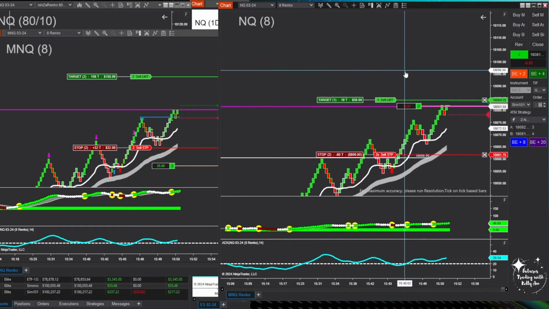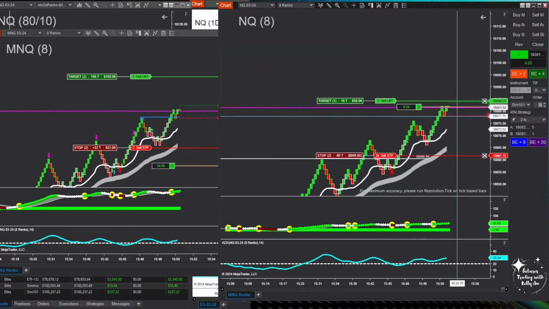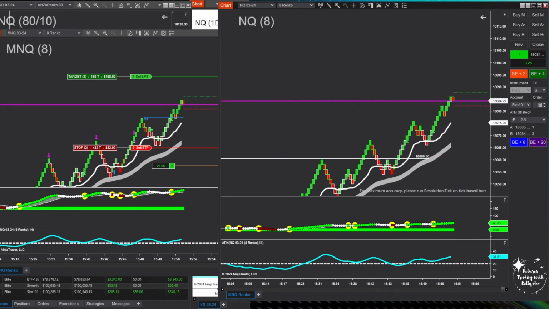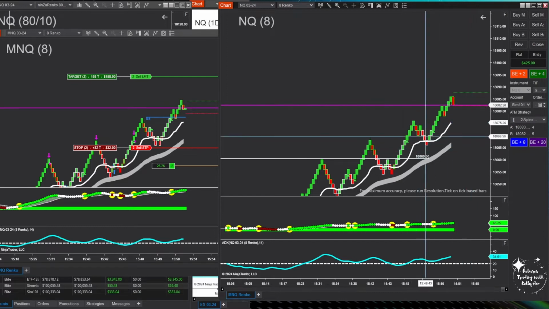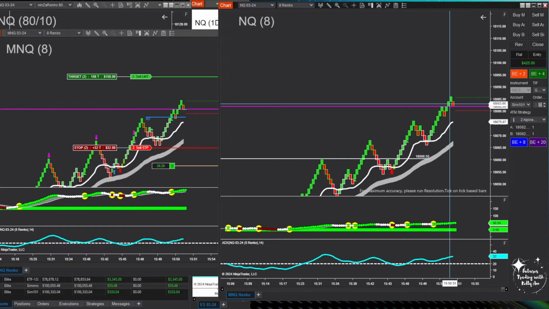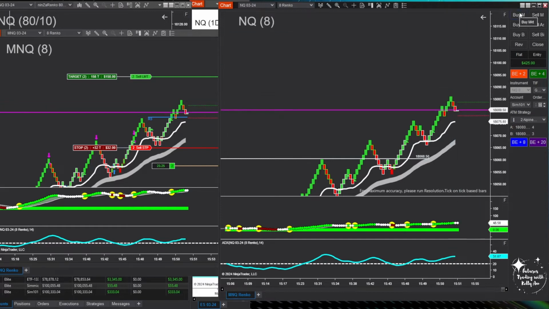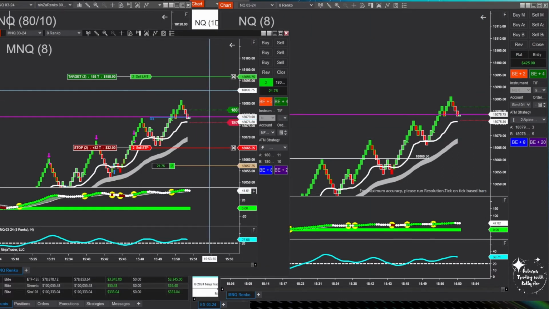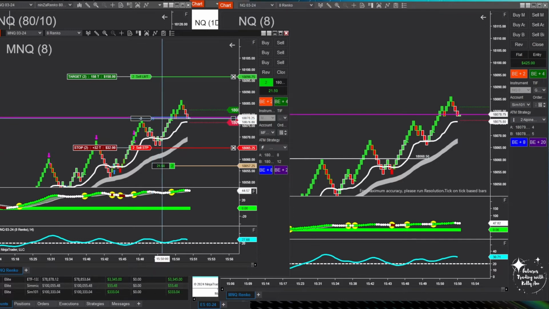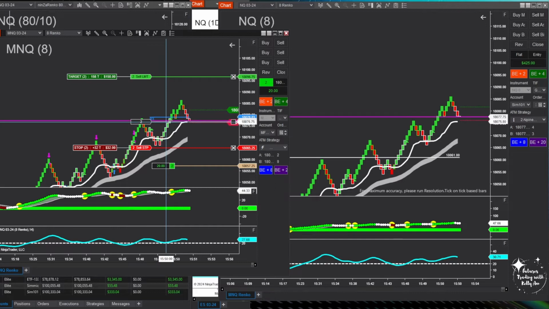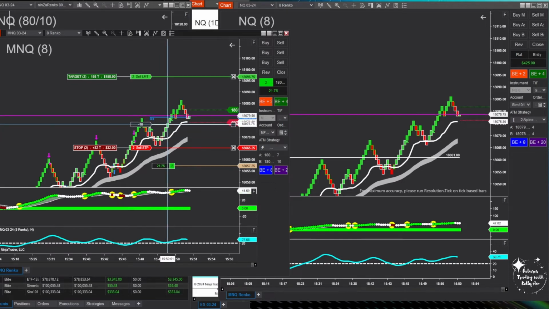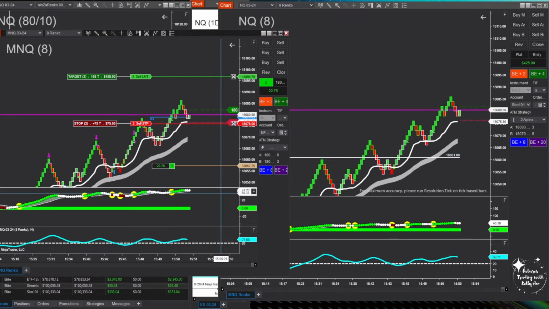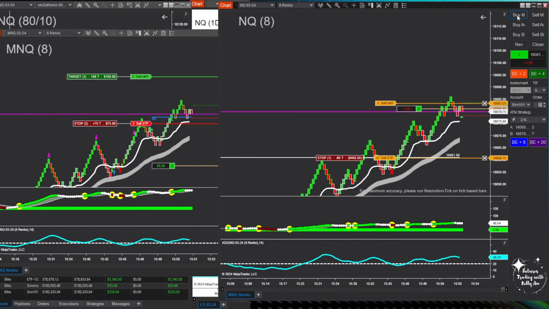Order filled. Target. Stop filled. Nice. So this was the pullback to the 10 EMA, first entry, that's just the second entry. Now we could do one more, unless it breaks here, and then I don't want to probably do that. Order filled.